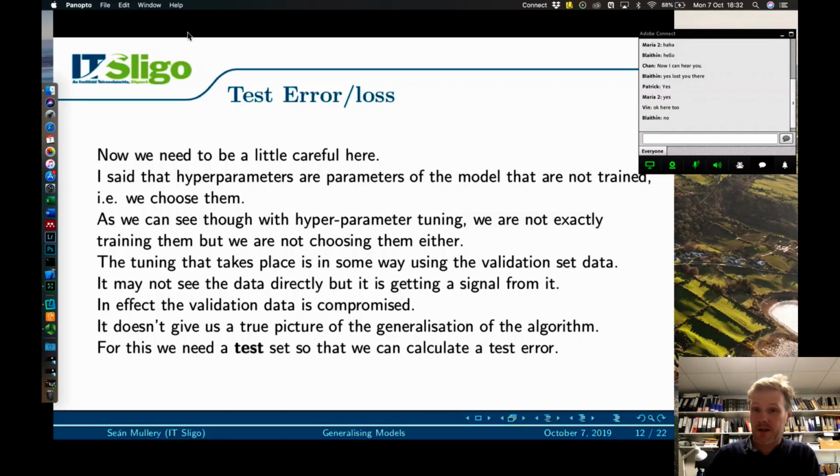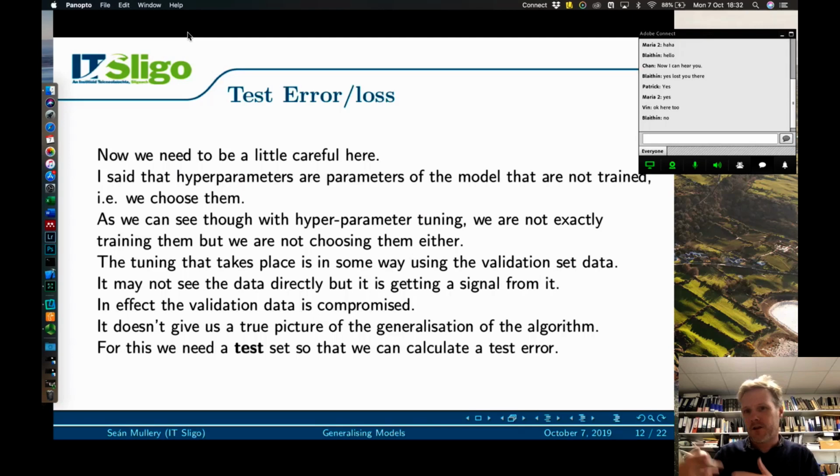But the problem is that by this method of hyperparameter tuning, the validation set is in some way getting involved in the training. It's not training the actual weights of our network or of our model, but it is in some way affecting those hyperparameters. It's not training them via gradient descent or any of those algorithms, but we're using the information from it to choose them. And so our model is affected by whatever is in that validation set.